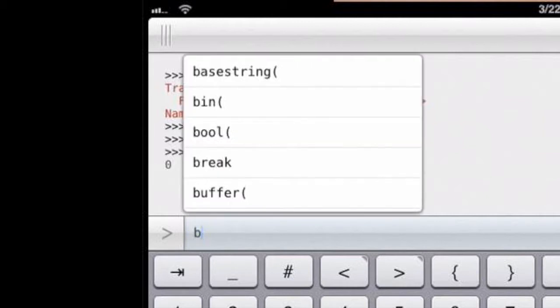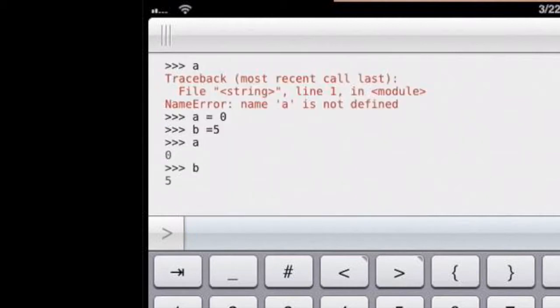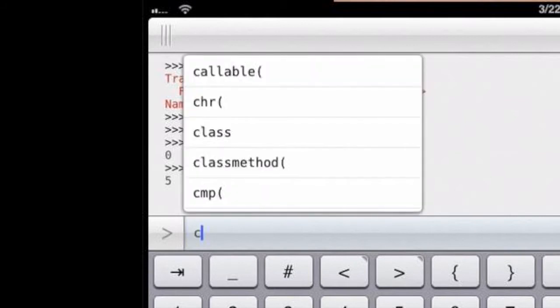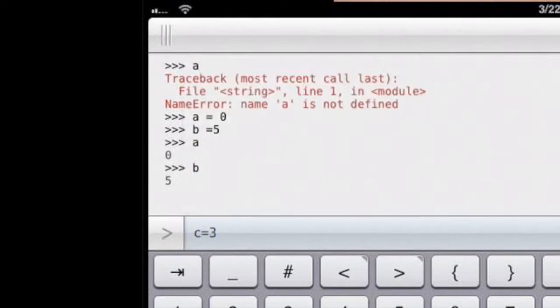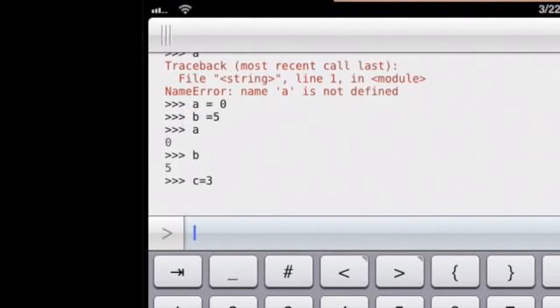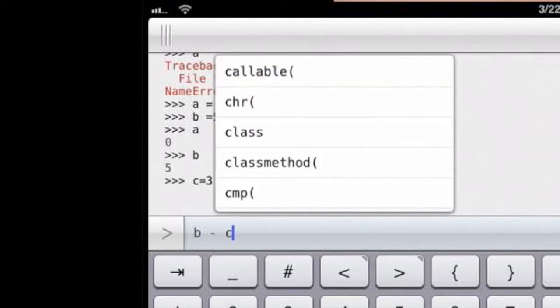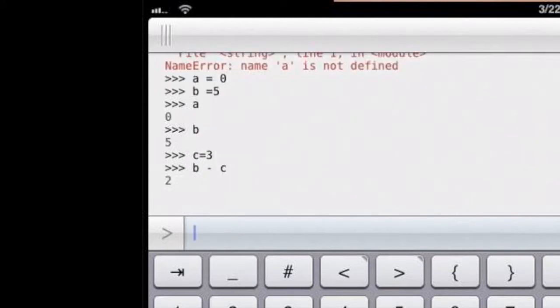Same thing with B. So we can do a couple things with that. Let's go ahead and make a C also. C equals 3. So now you can do some simple functions, just like math functions. These letters represent a number. So if we wanted to do B minus C, then it'll actually give us the answer. So it'll do 5 minus 3, and it'll give us 2.